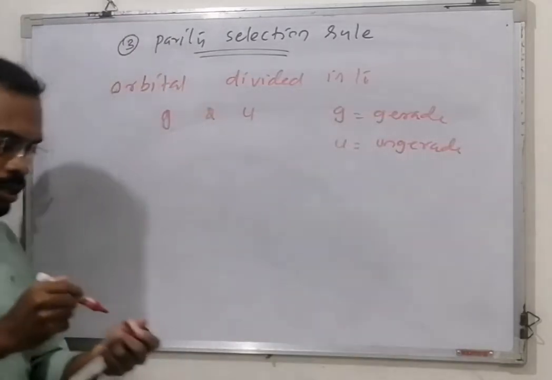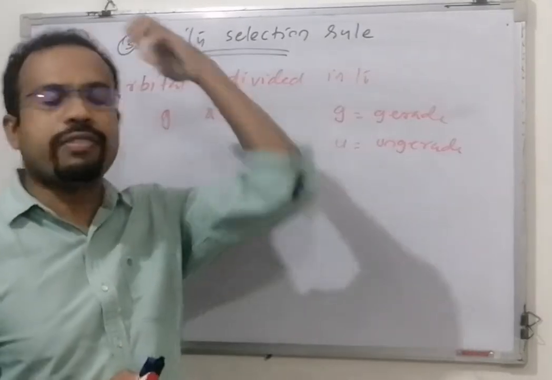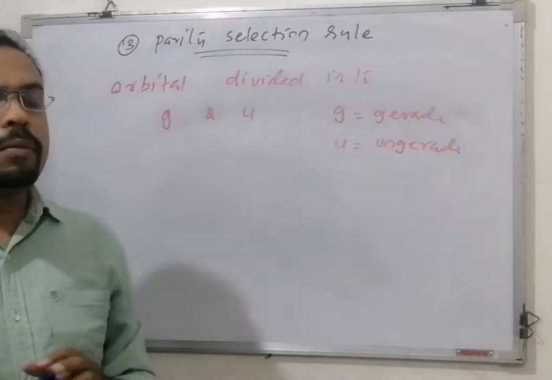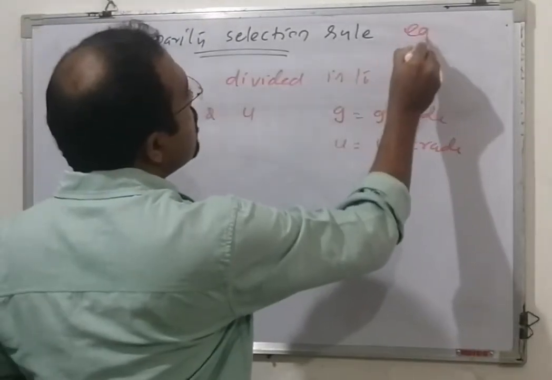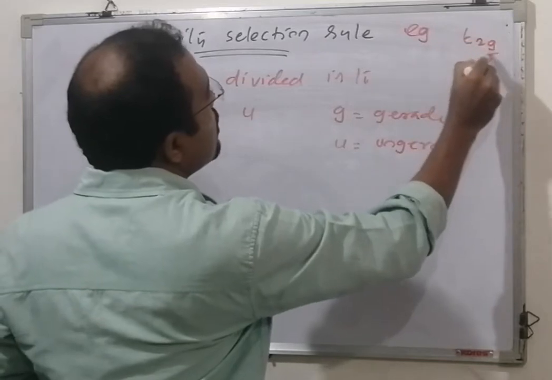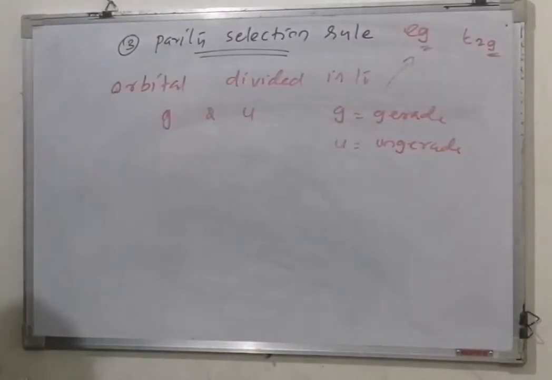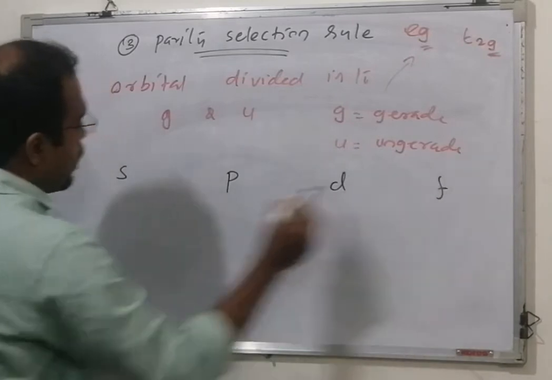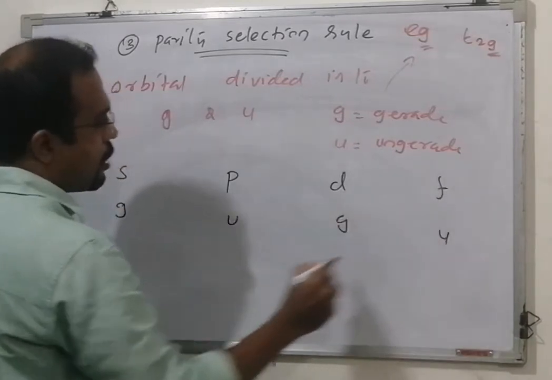The details of G and U will be discussed at post-graduation level. You just remember the words G and U. That is Eg. I tell you, just Eg, T2g. This G comes from here, gerade. Therefore, I just tell you s, p, d, f. S is gerade, p is ungerade, d is gerade, f is ungerade.